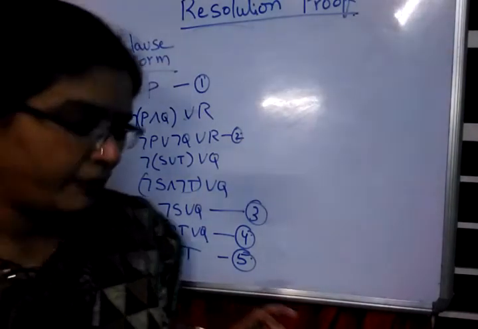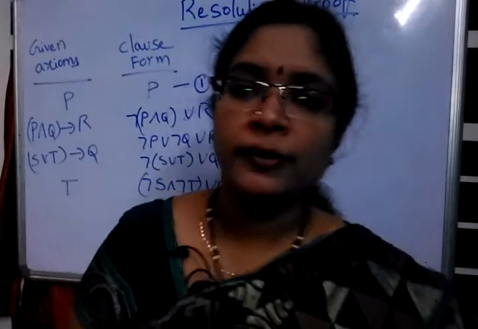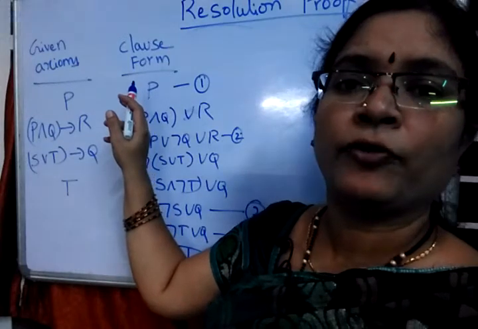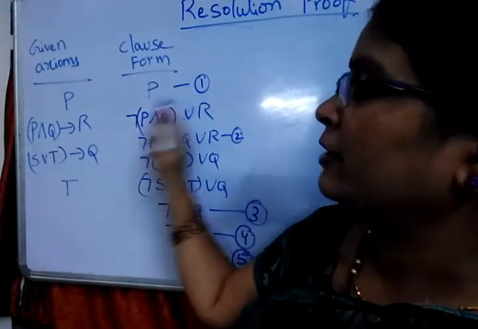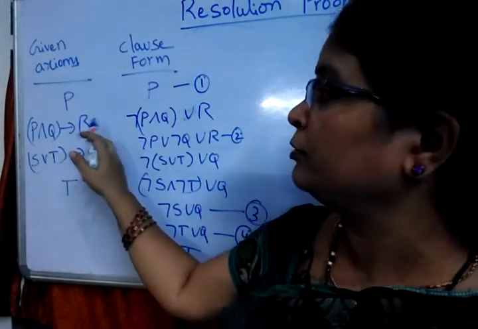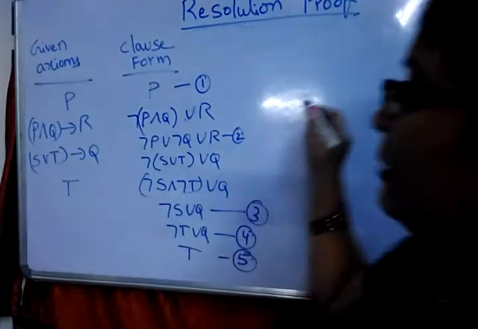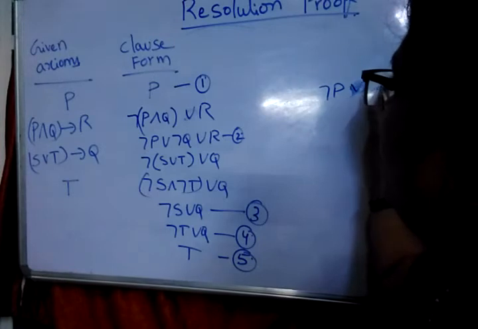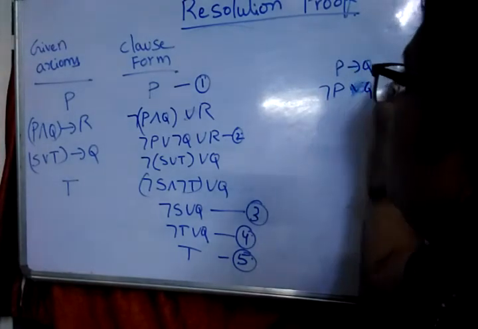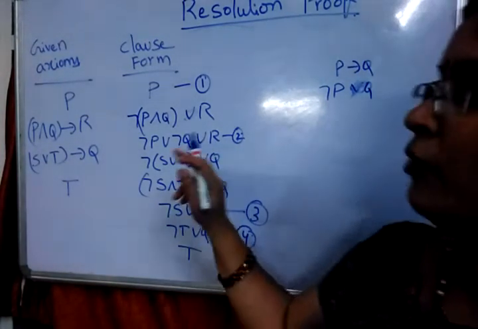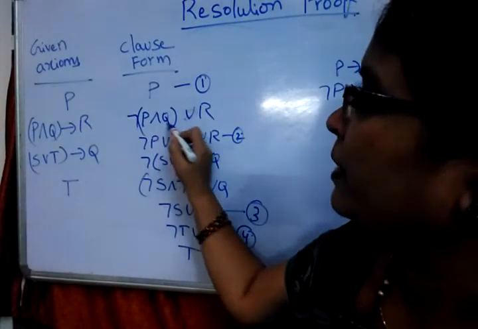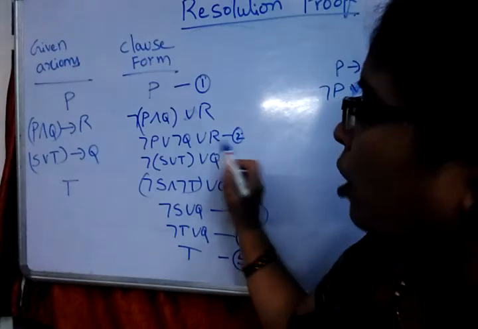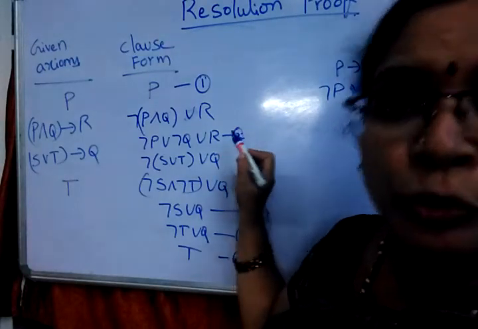How I have given these 5 equations, once again I will explain. P needs no conversion into clause form, so P is written as P. And P and Q implies R is written as negation P or negation Q or R, and that is termed as equation number 2.